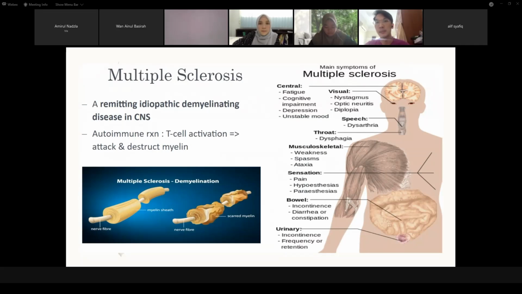Next we'll be discussing multiple sclerosis. It is a type 4 hypersensitivity autoimmune disease. It's a remitting idiopathic demyelinating disease in the CNS. Because it is type 4, it involves T cell activation, which will attack and disrupt the myelin. These are some of the symptoms of multiple sclerosis. In the eyes, we have nystagmus, optic neuritis, and also diplopia, depending on the nerve affected.